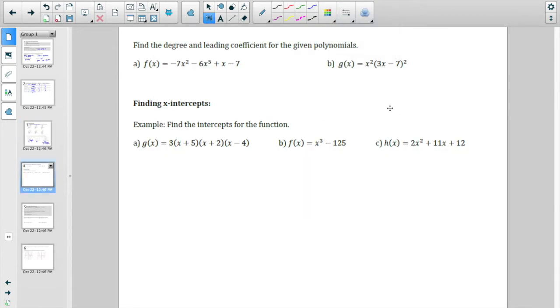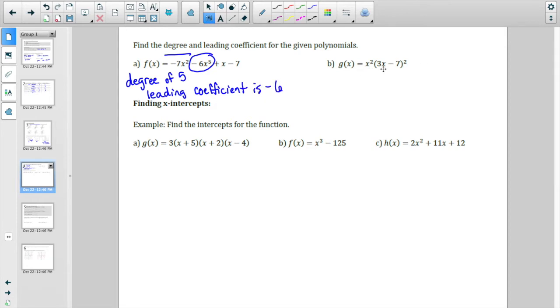For this next example, find the degree and the leading coefficient for the given polynomials. So the degree is just the highest power, but be careful. They kind of tried to trick you here. Normally, we put the highest power first. Here, they did not. So this is the term that would be the highest power. So we would have a degree of 5. Or we could say this is a 5th degree polynomial. And the leading coefficient is -6.